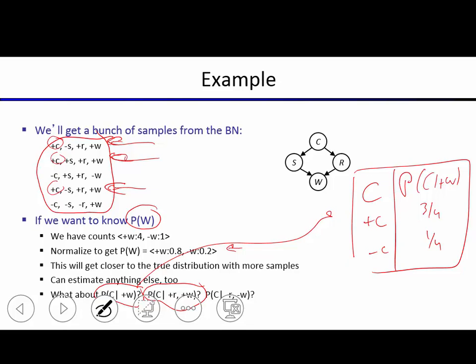How about this one here? Distribution for C given negative R and negative W. Any thoughts? The answer is correct. I'll just state it again so everybody can hear it. The answer was, this is not defined based on this set of samples. So if we ask you at any point, based on such a set of samples, what is that probability? You just say, cannot answer based on the samples provided, right? Because negative R, negative W never appears in a single sample together.